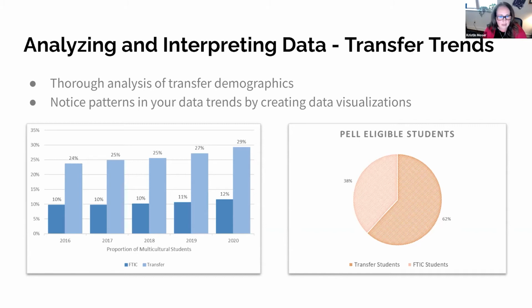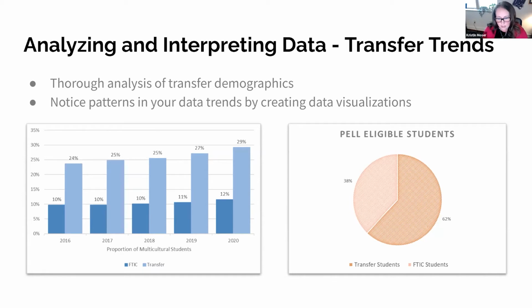One of the questions that someone asked on the registration form was, where do I start? How do I even know where I begin? And so really what we recommend is to do a thorough analysis of the demographics of your students. That's the very first place to start. And again, Kristin mentioned working with your institutional research people. I promise we're not scary. I promise we would love to work with you. So if you haven't created a relationship with someone on that team at your institution, please make sure you do that. So that thorough understanding of the demographics is really what's going to help you with advocating for your transfer students across campus.